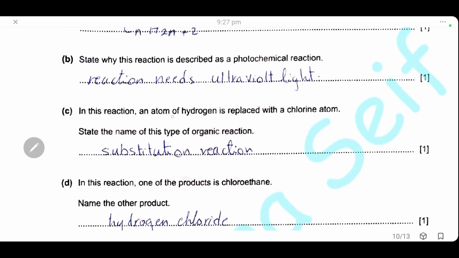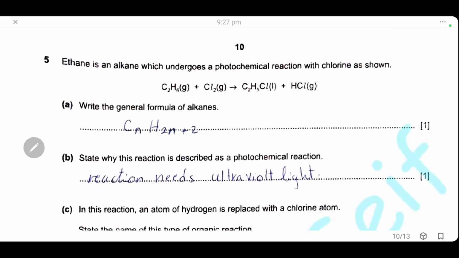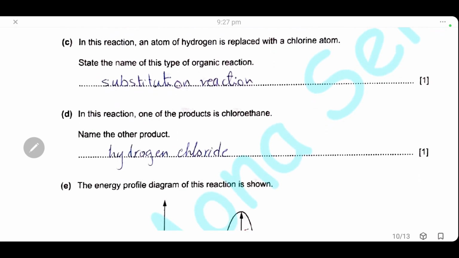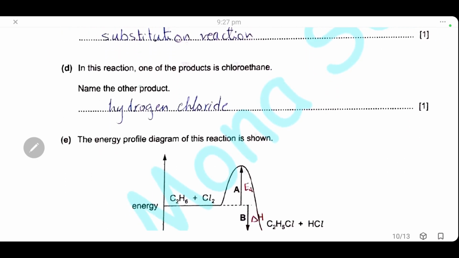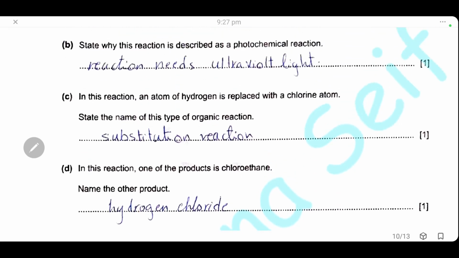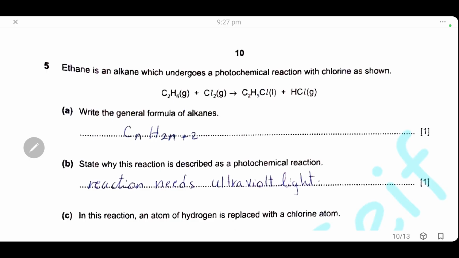In this reaction, an atom of hydrogen is replaced with a chlorine atom. State the name of this type of organic reaction. This reaction is a substitution reaction in which one of the hydrogen atoms is substituted by a chlorine atom. In this reaction, one of the products is chloroethane. Name the other product. Here we have chloroethane, so the other product is hydrogen chloride gas.